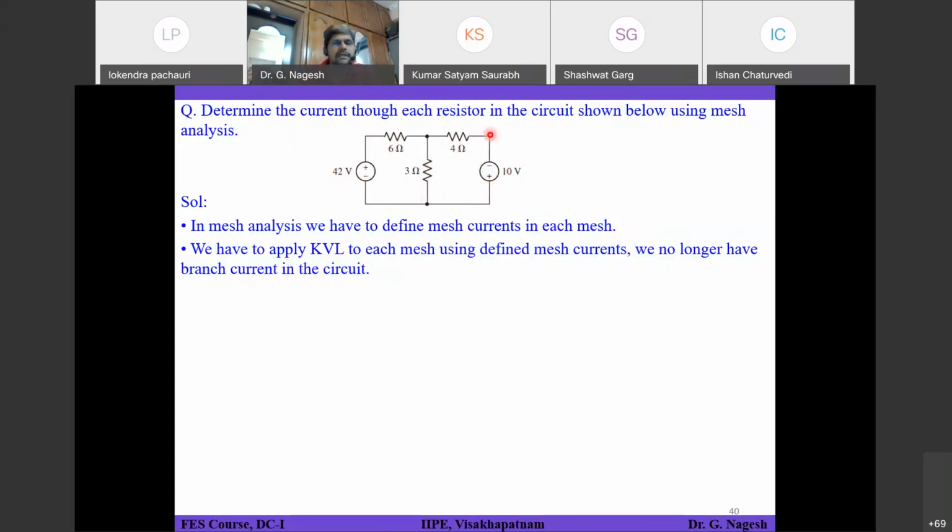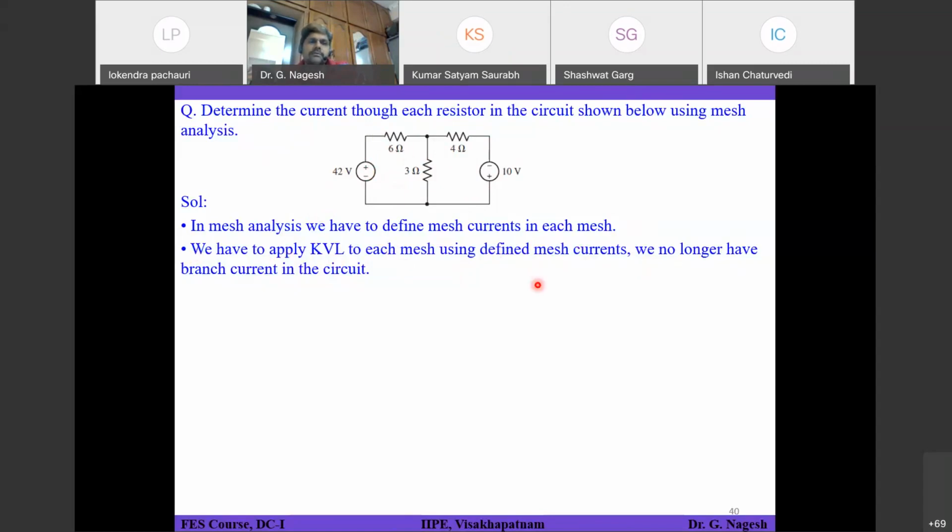Okay, but you can apply KVL for that. For applying KVL you have to determine the branch currents. For applying mesh analysis you have to determine mesh currents. In mesh analysis you have to define mesh currents in each mesh. Next, we have to apply KVL to each mesh using the defined mesh currents.